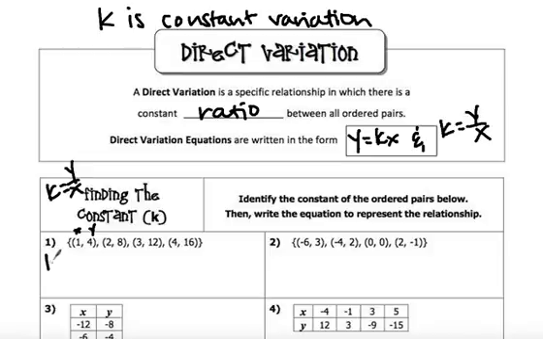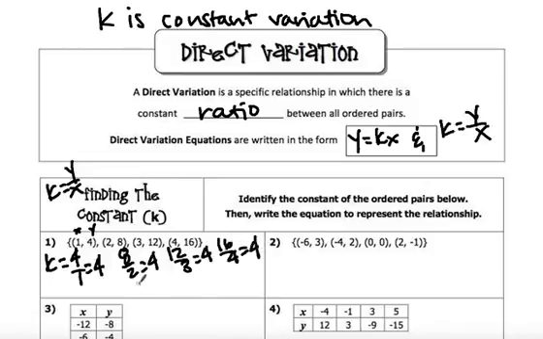So I'm going to have k equals 4 over 1, which is 4. If I do 8 over 2, that's going to give me 4. If I do 12 over 3, that's going to give me 4. And if I do 16 over 4, that's also going to give me 4. So that means that my k for this direct variation would be 4. And my equation for that would just be y equals 4x, because my direct variation equation is y equals kx. So I just replace that k with a 4 and leave the x and the y.